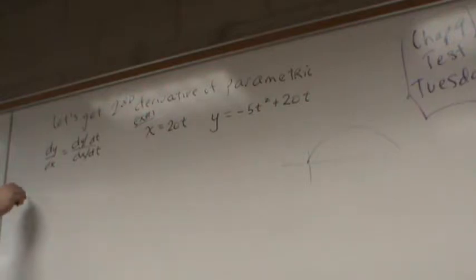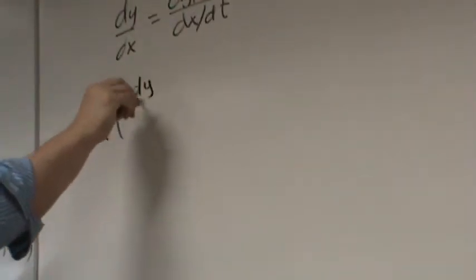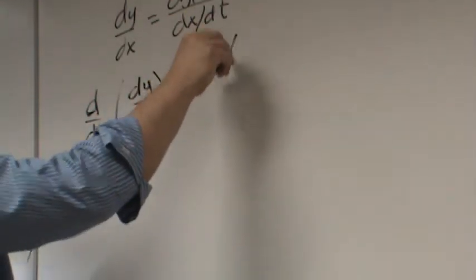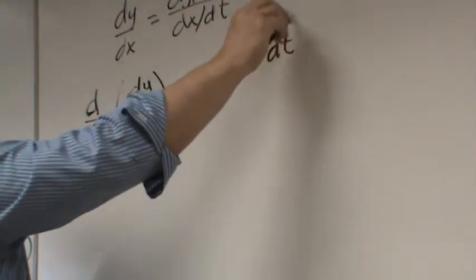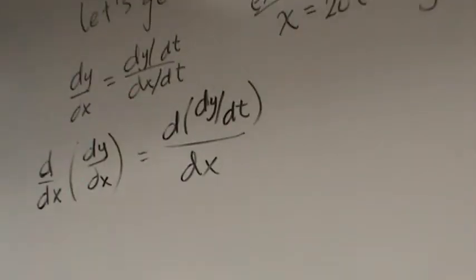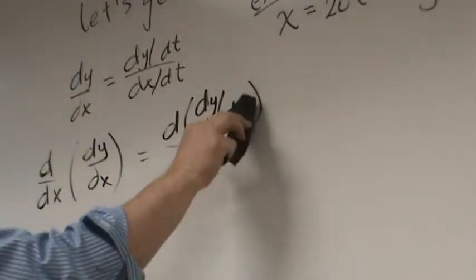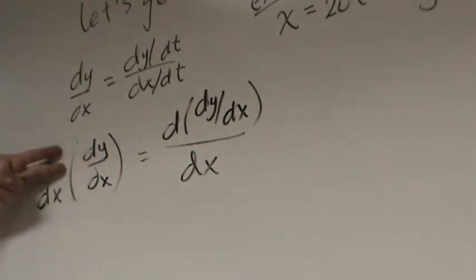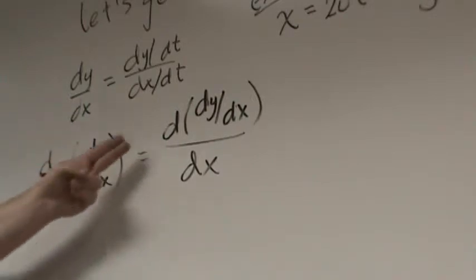I'll show you. Ready? The derivative with respect to x of dy/dx is the derivative of dy/dx with respect to x. Are you okay that all I did was just put this in the numerator? The second derivative, the derivative of the first derivative, is this.